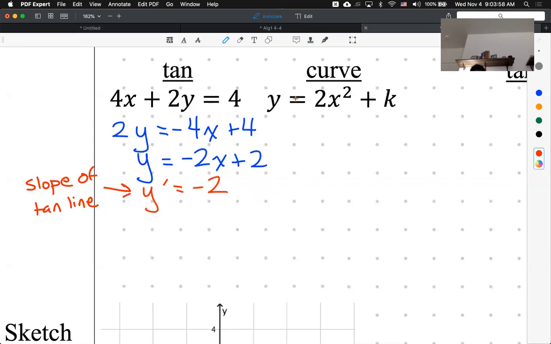So again, take the derivative, Andrea. The curve is going to be this, y prime is going to be 4x.